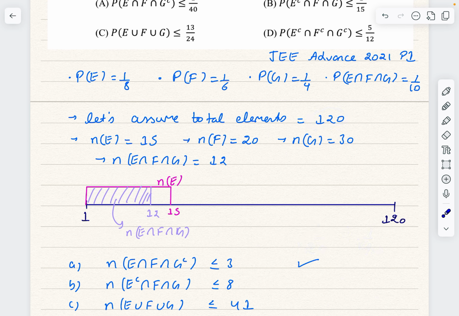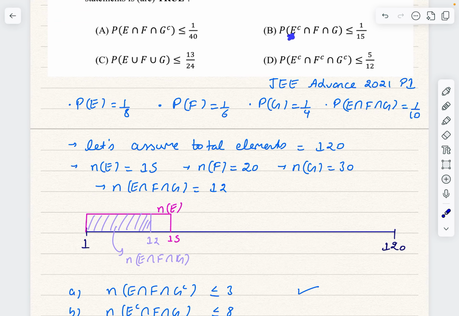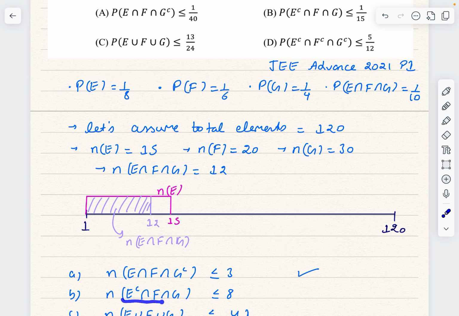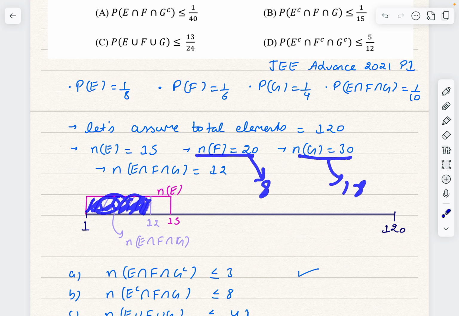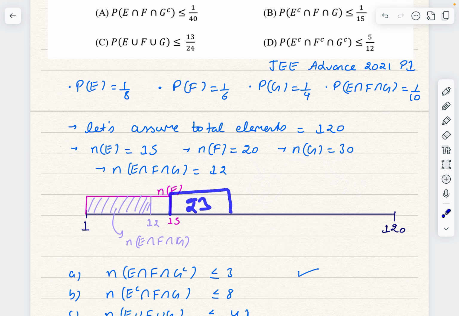Next, second one. This thing, E naught intersection F intersection G. So E complement intersection F intersection G. That means those elements which are not present in E but present in F and G. Again, with these 12 elements we cannot take. So if we leave these 12 elements, F is left with 8 elements, G is left with 18 elements. That means they can have at max 8 elements common. So for example, like 15 to 23, these 8 elements will put common in F and G and they will be without E.